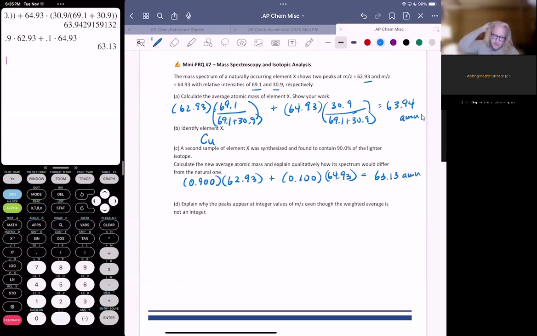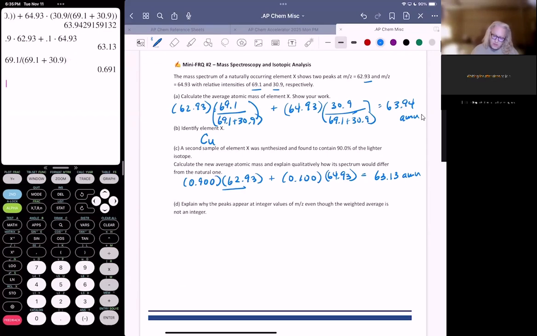Qualitatively, how would the spectrum differ? We'd expect the average atomic mass to be closer to the 62.93 because it's a larger abundance than the other one. The other abundance, if I actually calculate that, is 69.1 divided by the sum of 69.1 plus 30.9. The other one is only 69%. This is 90%. That's why it's closer to 63.